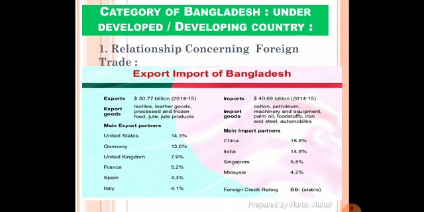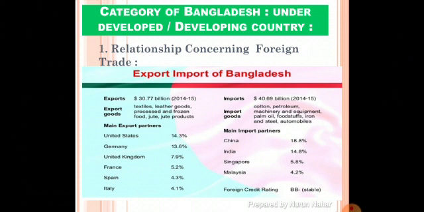Now, for proving Bangladesh as a developing country, first of all, we will see the export and import status of Bangladesh. In this chart, as you can see, in 2014 and 15, the export income of Bangladesh is 30.77 billion US dollars. Main exported goods were textiles, leather goods, processed and frozen food, jute products, etc. And our main export partners are the United States of America, Germany, United Kingdom, France, Spain, and Italy.